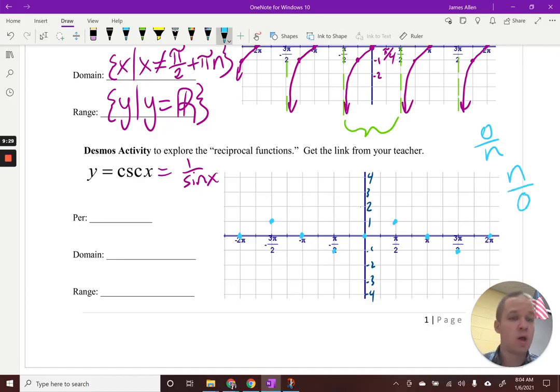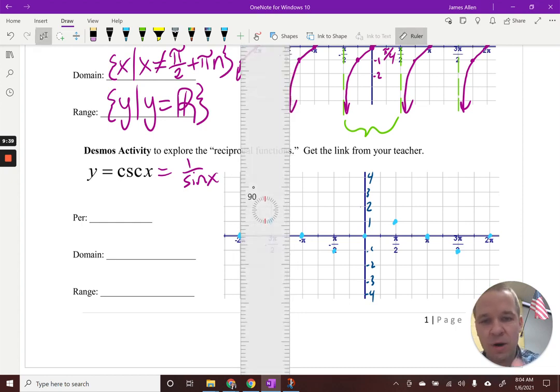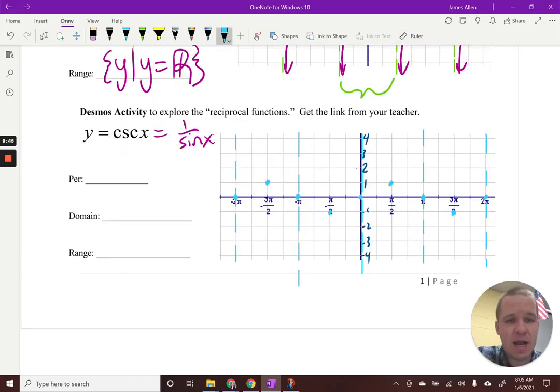Can I divide by 0? No. What happens when I'm dividing by 0 on a graph? We're going to have asymptotes. So now what I'm going to do is pop some asymptotes in everywhere it equals 0. All right, so now what I have are these asymptotes here, because if it's equal to 0 and I do the reciprocal, it's undefined, so there's going to be an asymptote.